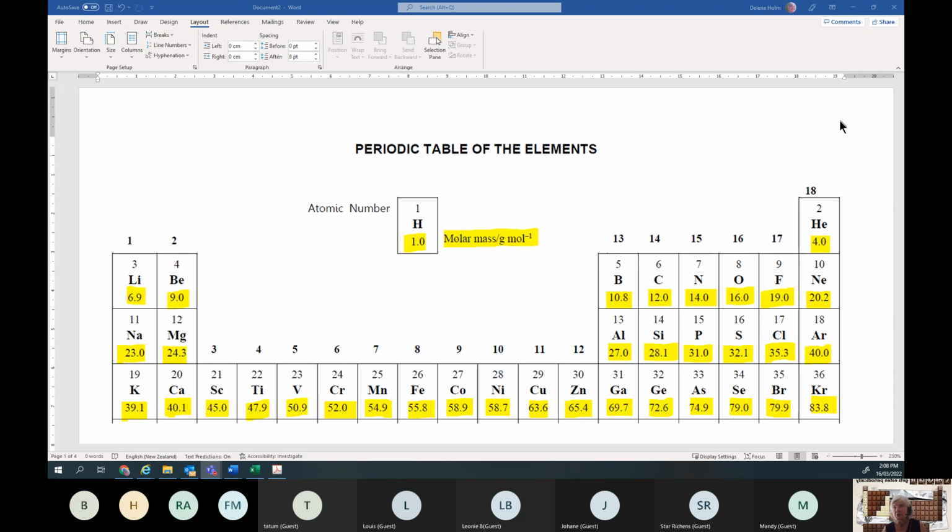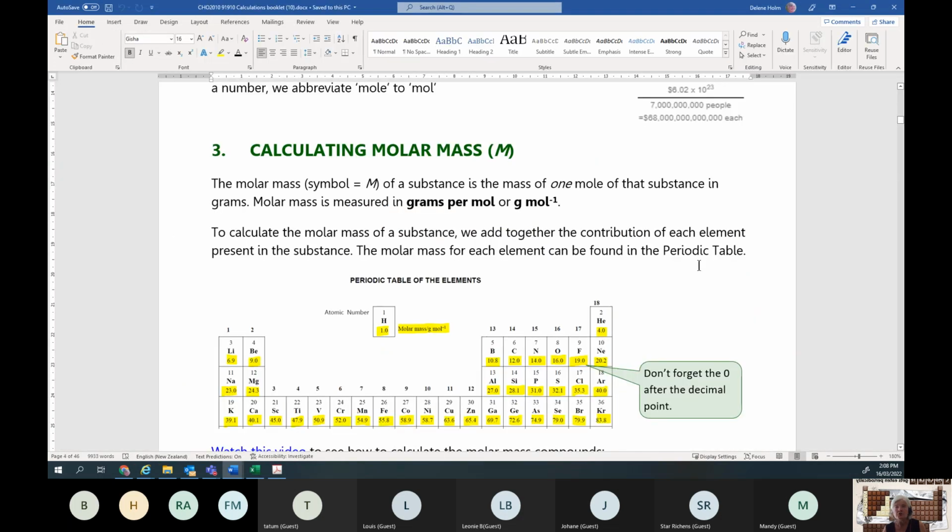What you have to do is, if I just go back to the booklet again, you need to work out how many atoms of each element are in that formula that you're given on that compound, and then you just need to add them all up. So it's as simple as that.